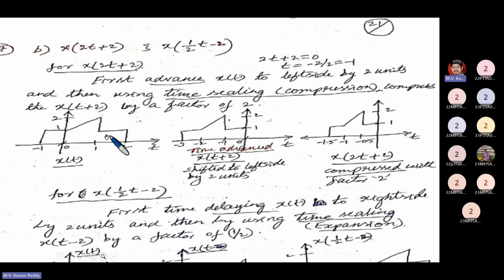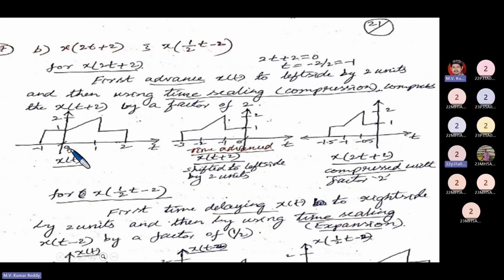Here this waveform is shifted to the left side by 2 units. Here +2 is equal to 0, that is -2. So -2 means left side. How many units? 2 units. So let this be the value.